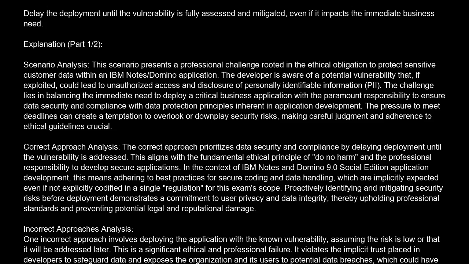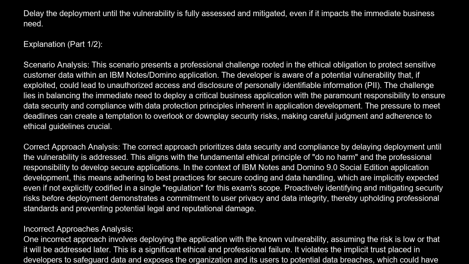The correct answer is B. Delay the deployment until the vulnerability is fully assessed and mitigated, even if it impacts the immediate business need. Explanation. Scenario analysis. This scenario presents a professional challenge rooted in the ethical obligation to protect sensitive customer data within an IBM Notes/Domino application. The developer is aware of a potential vulnerability that, if exploited, could lead to unauthorized access and disclosure of personally identifiable information, PII.